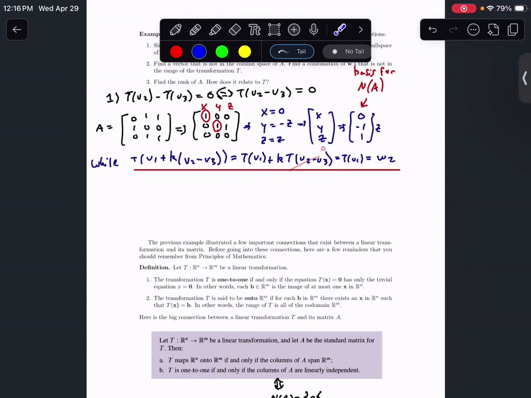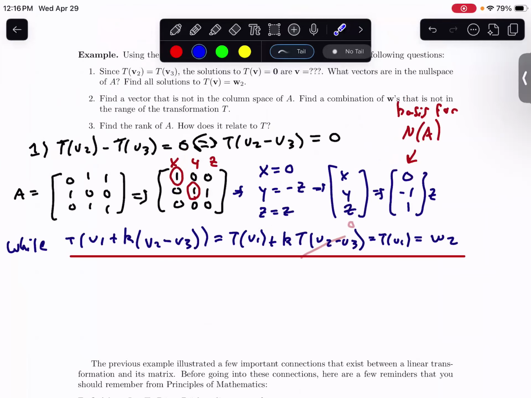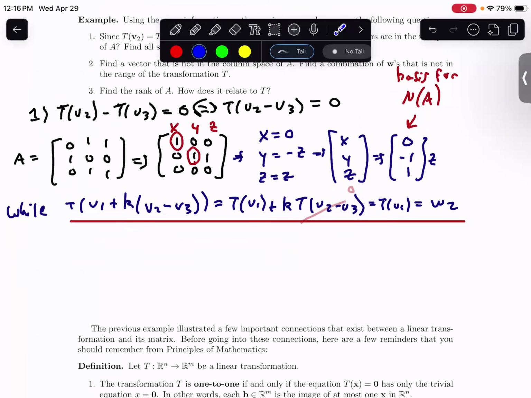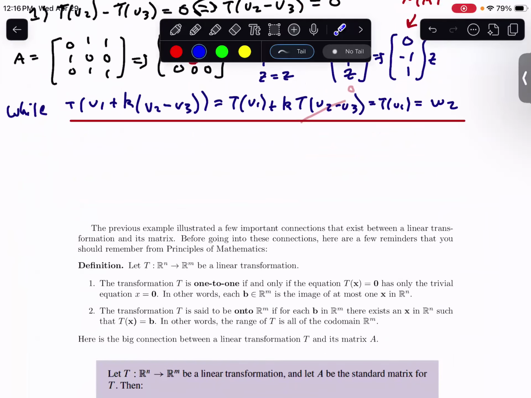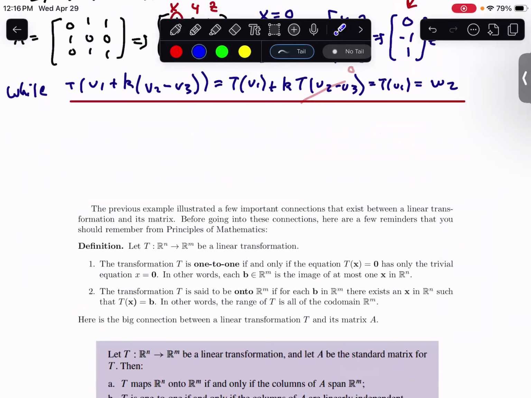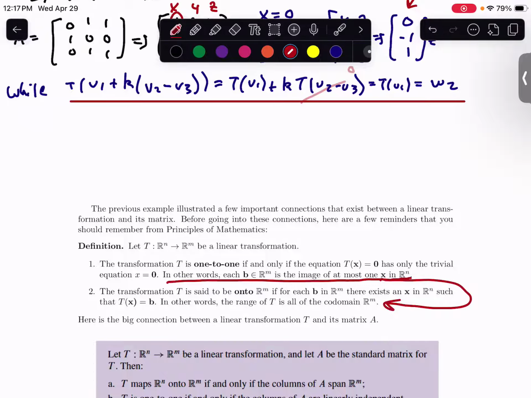Okay. And so the second part is talking about what it means to have an onto function, which is also a thing from Principles of Math. What it means for a function to be onto is that for each b in the codomain, there exists an x in the domain such that T of x ends up being equal to b. I kind of rushed writing this out, so this part here should actually be here. This is not one-to-one. This is what it means to be onto.